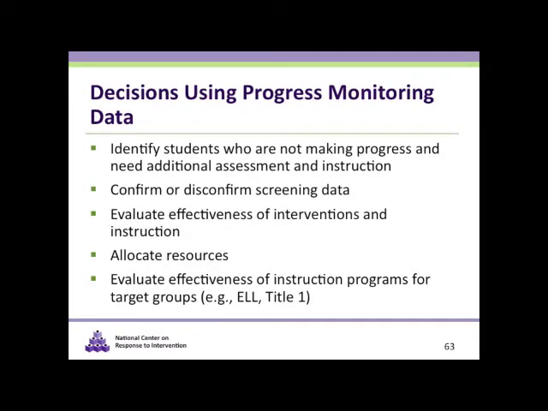The decisions that can be made using progress monitoring data are numerous. You can identify students who are not making progress and need additional assessment and instruction. You can confirm or disconfirm screening data. You can evaluate effectiveness of interventions and instruction. You can allocate resources. And finally, evaluate effectiveness of instructional programs for target groups, for example, English language learners or Title I students.